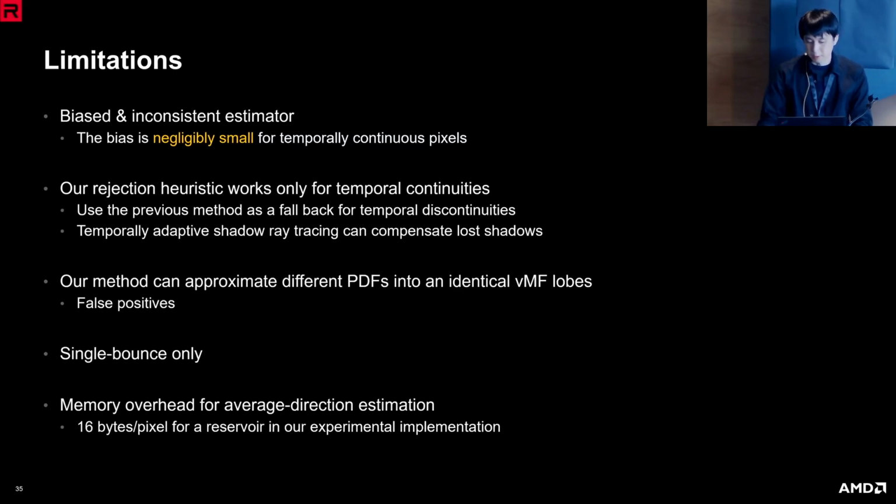Our rejection heuristic works only for temporal continuities, so we use the previous method as a fallback for temporal discontinuities. To compensate for lost shadows due to this fallback, we can use temporally adaptive shadow ray tracing. Our method can approximate different PDFs into identical VMF lobes. So our rejection method can have false positives, but it's not so significant for shadow edges.